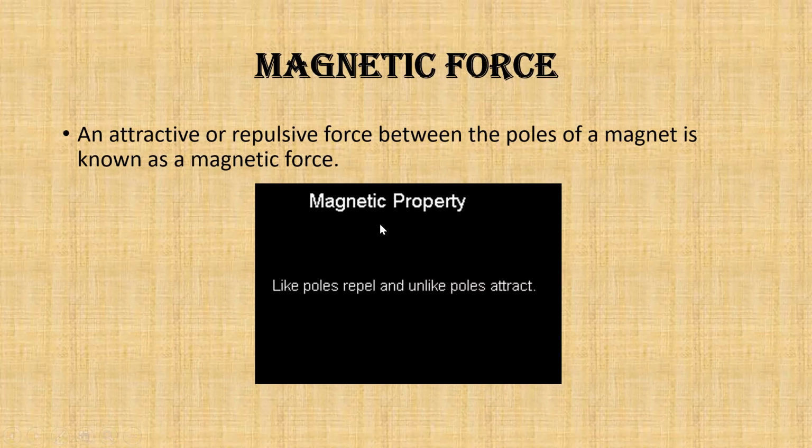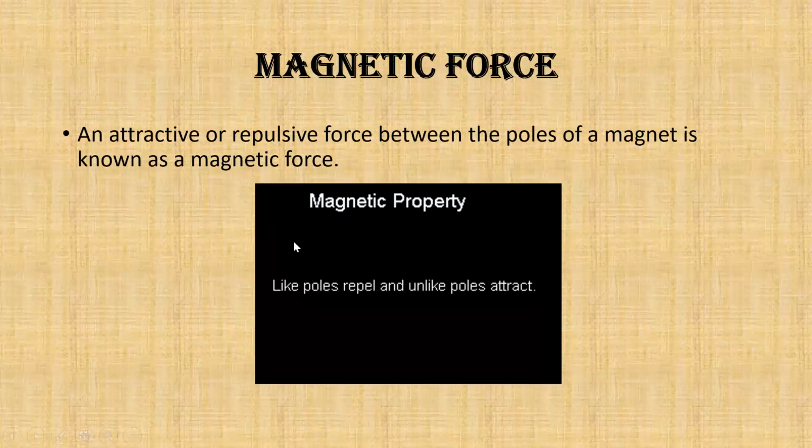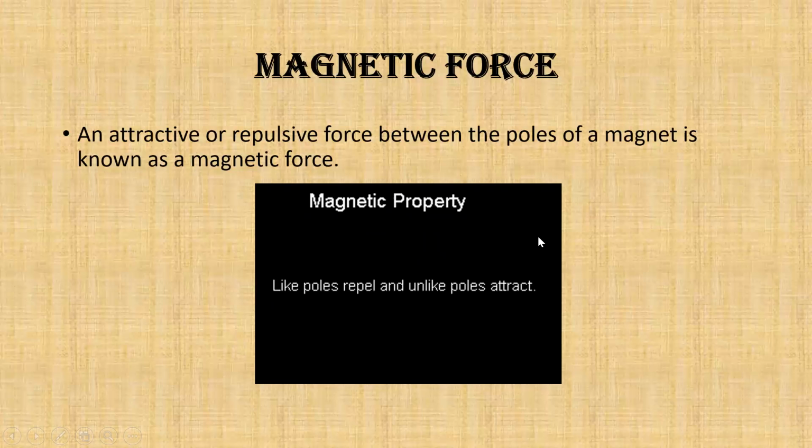Here, when you observe this, what is the magnetic property? See, these are called poles. Ends of the magnet are called poles. One is the north pole, the other end is called the south pole.